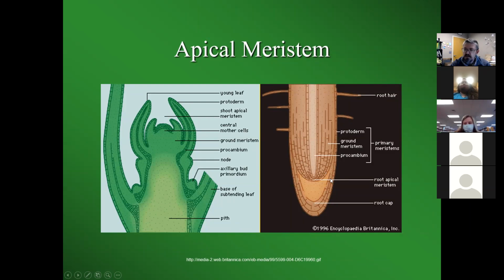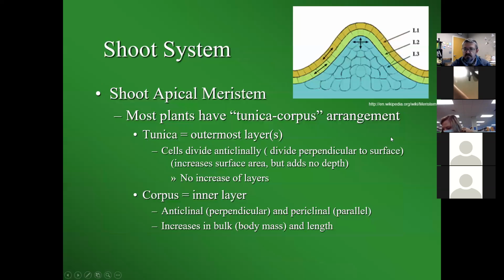You have the same thing on the root, but it's a little different. Your procambium, your vascular meristems are in the middle, as opposed to kind of these spaces that are further out. You don't have ground meristem in the middle like you do with the shoot. You've got it on the sides. So kind of be able to know where those are, your procambium, your ground meristem, your protoderm for the apical meristems.